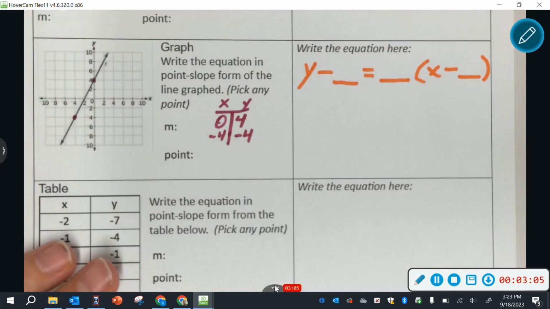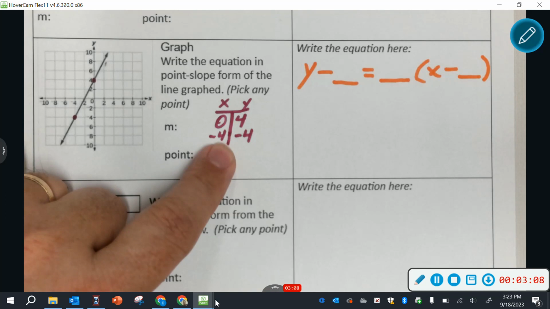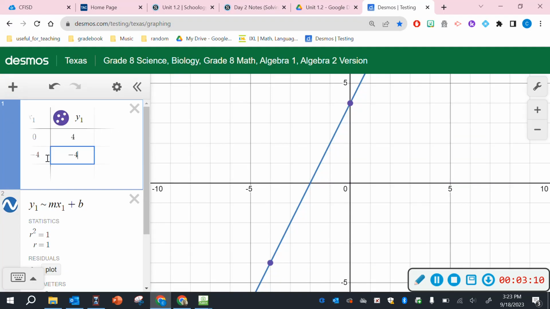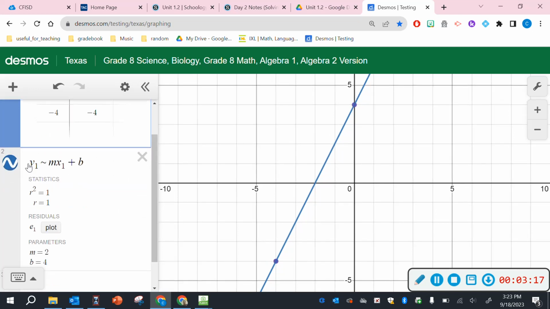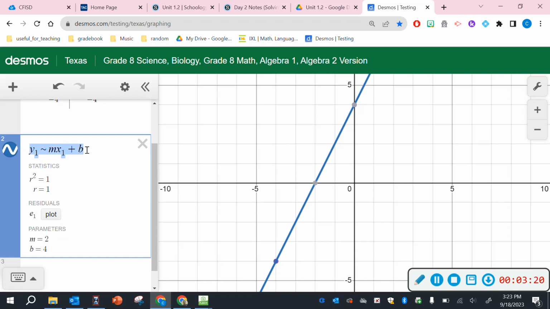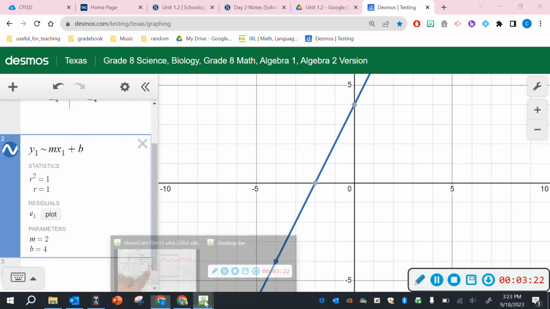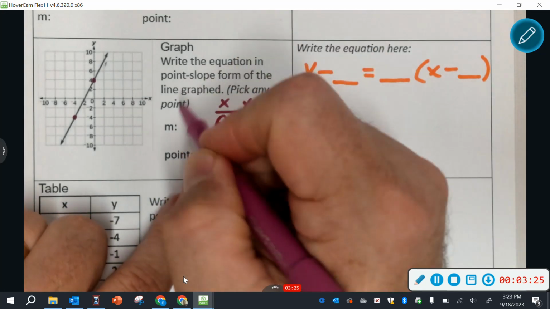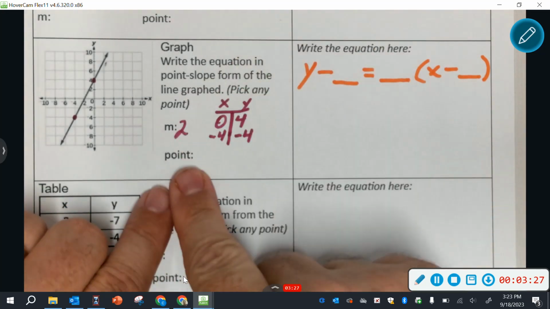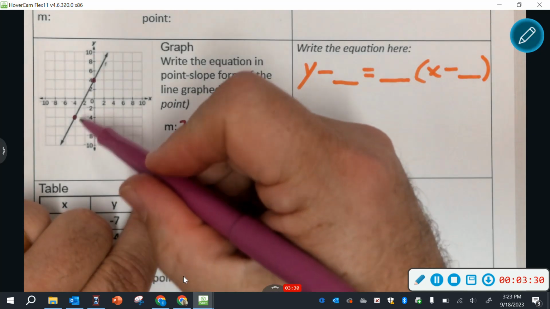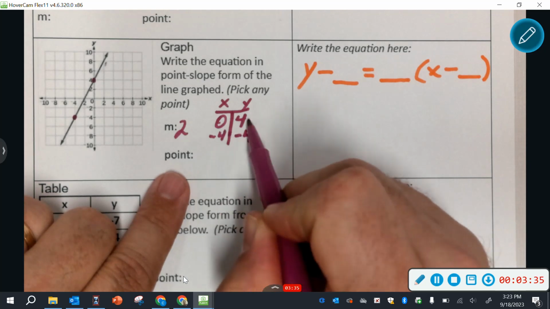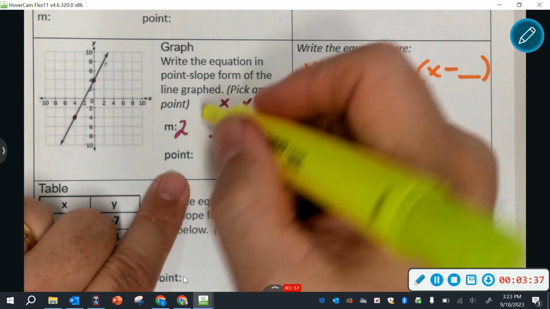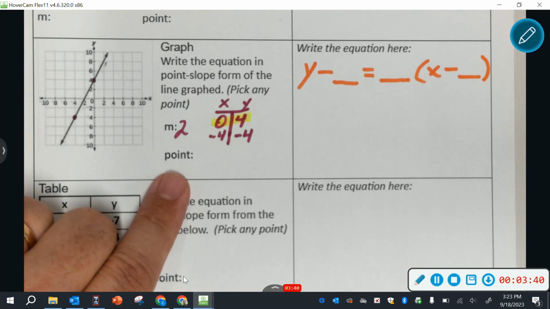Okay. Alright, so now I need to get the slope for this table. So I'm going to use my Desmos, and here's how I do it. I plug it into my Desmos, and then do the regression command right here, y sub 1, okay, and then so my slope is going to be 2. So my slope will be 2. And now we need a point. So we can pick any point on this line, okay? So we're going to go ahead and we're just going to pick 0, 4. Again, you can pick any point you want, but we're just going to pick 0 comma 4.